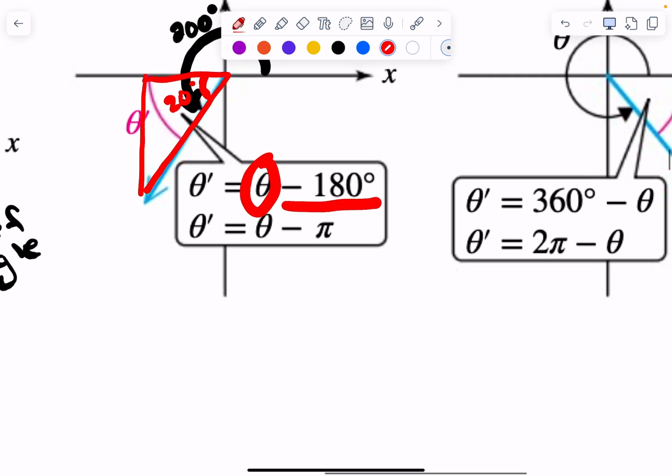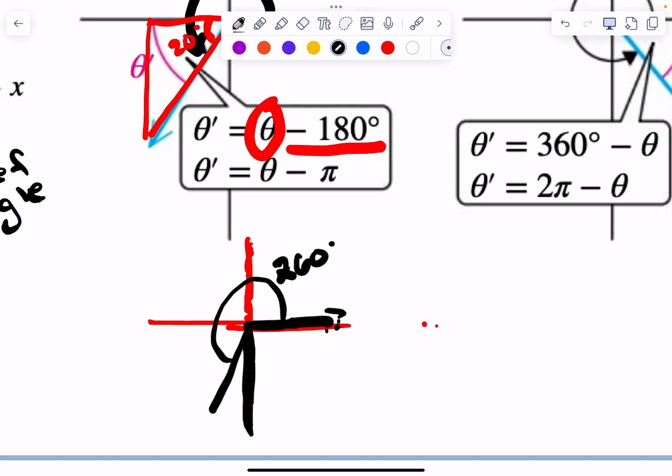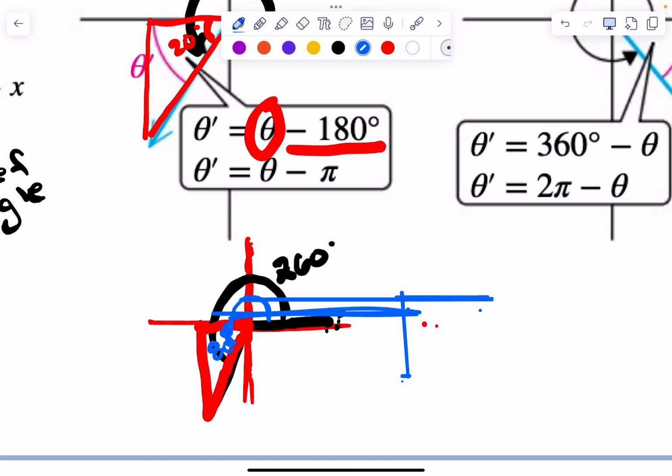Let's do another example. Let's say we have 260 degrees. Three quarters of a turn would be 270, so it's slightly less than that. But the bow tie angle would be this amount right here. What's this angle? 80 degrees, because 180 would be here. 260 minus 180 is the bow tie angle, and that is 80 degrees.